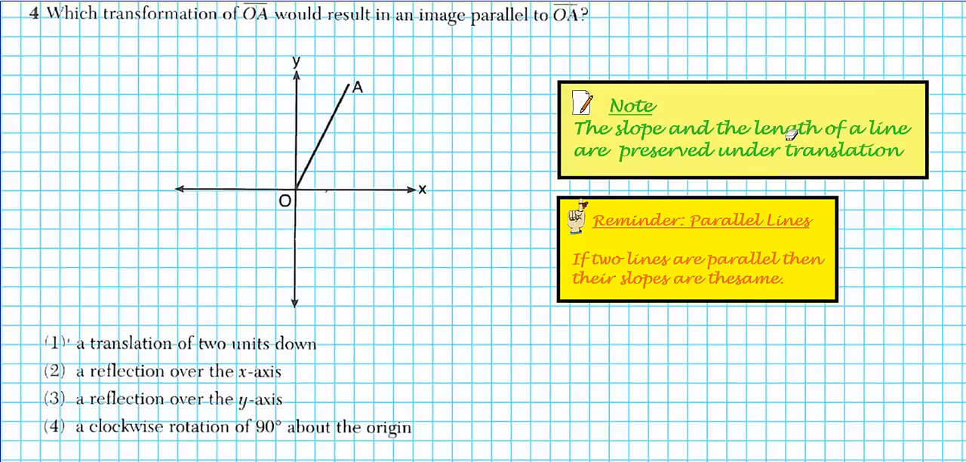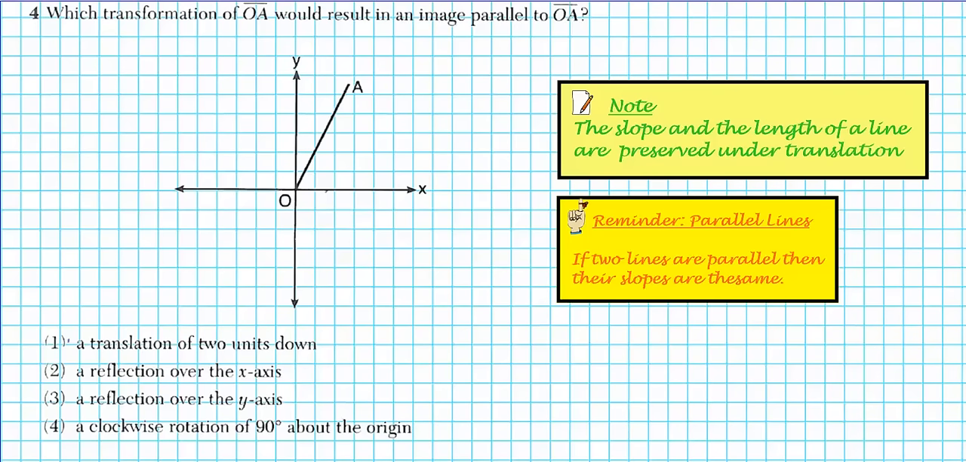It says, which transformation of segment OA would result in an image parallel to segment OA? Now, one thing you want to note is that the slope and the length of a line are preserved under translation. When you translate an object, you're just moving it around. Okay, you're not rotating it, you're not flipping anything. So the length stays the same and the slope stays the same also.